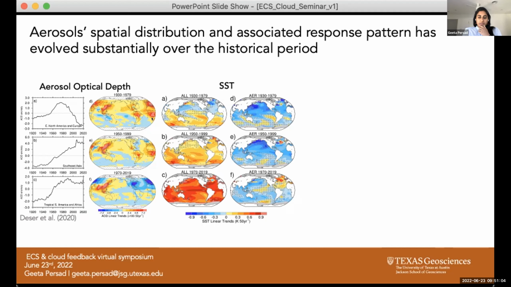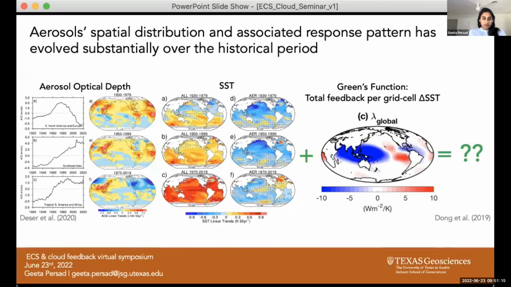So the big question that this raises for me is, what does this mean for the time evolution of radiative feedbacks via the pattern effect? When we combine this time-evolving spatial pattern of aerosol-driven SST change with these Green's function type approaches that UA and others have given us, which tell us how spatial patterns of warming are connected with global mean feedbacks, how much of that historical time evolution of the feedback parameter can we explain?